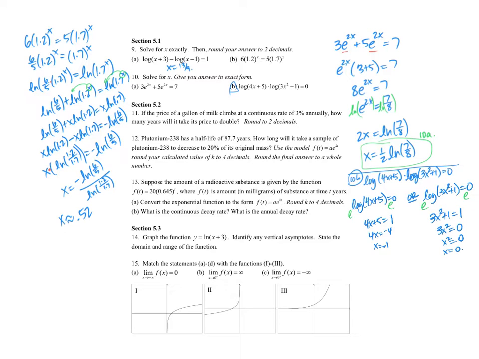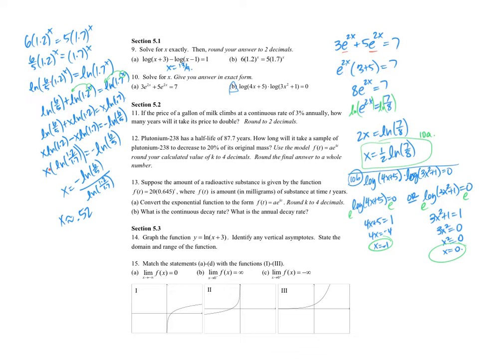Now we may not need to plug them in to make sure this works, but you just have to go back once you get solutions to problems like this and make sure that you don't end up with a negative inside of a log. But I think we're good, because if we do negative 1 squared, 3 times negative 1 squared plus 1 is still positive. And if I plug in 0 for x, 4 times 0 plus 5 is positive. So both of those answers should work. So we'll circle them. And those are the answers to 10B.